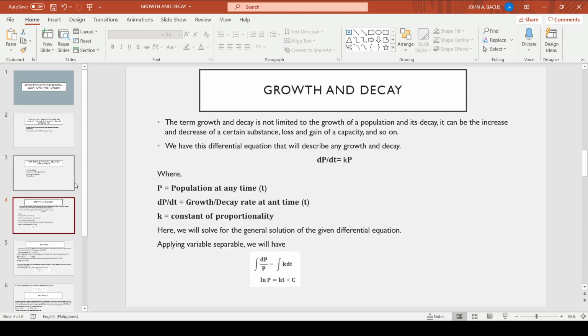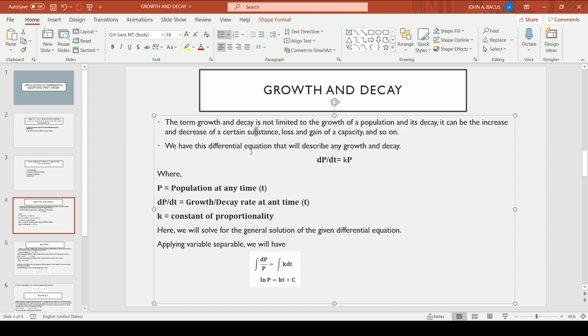Now let's talk about growth and decay. So what is growth and decay? The term growth and decay is not limited to the growth of a population and its decay. It can be an increase and decrease of a certain substance, or loss and gain of a capacity. So substance, capacity, and so on.